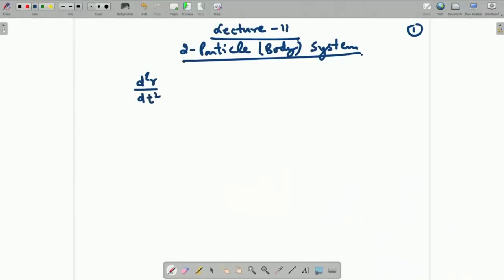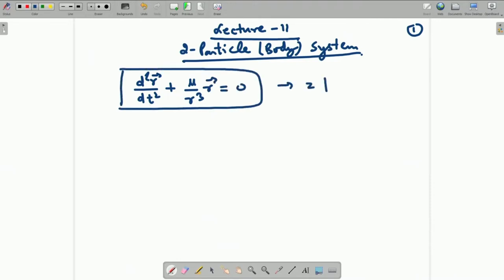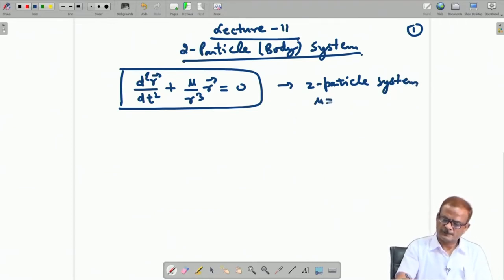Welcome to lecture number 8. We will continue with the two body systems. In the two body system, we got the relative motion equation and then reduced it into the form d square r by d t square plus mu by r cube r equal to 0. This is for a two particle system, where mu equal to G times m 1 plus m 2.